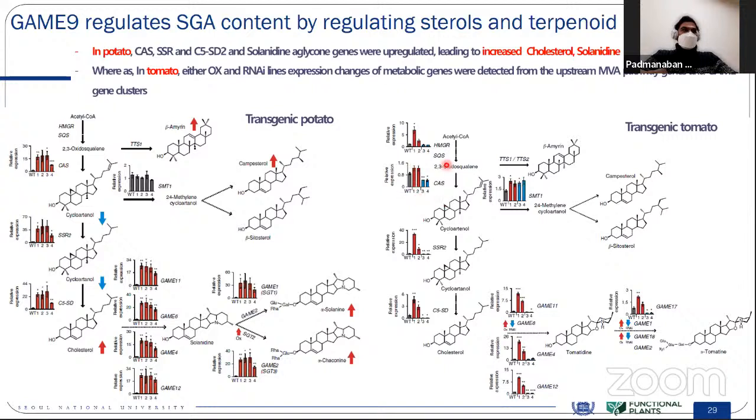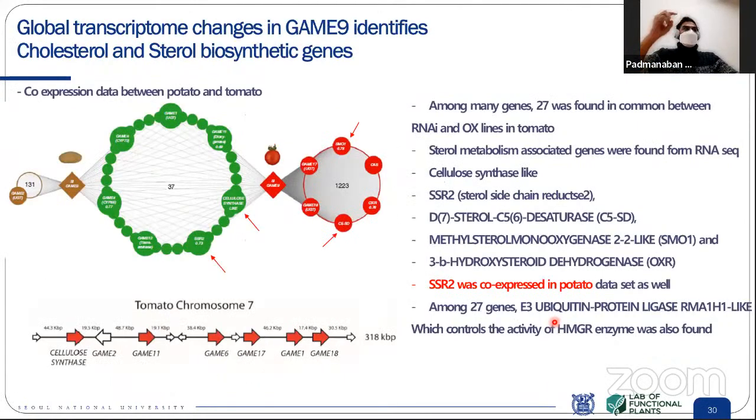HMG genes are also expressed, which is at the top upstream of terpenoid metabolites, followed by the beta-amyrin synthase, and then the tomatidine level as well. So in potato, cycloartenol synthase is highly expressed, which leads to production of solanine metabolite. And in tomato, the metabolic genes were upregulated, and upstream MEV pathway genes and GAME gene clusters are also upregulated when they overexpress these particular GAME metabolites.